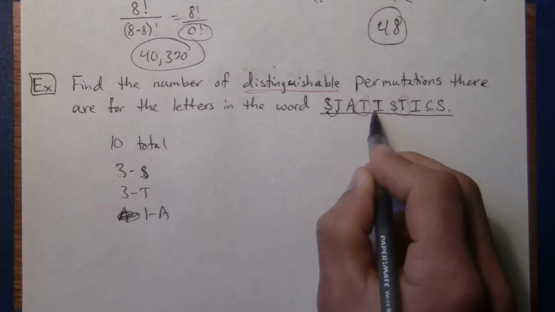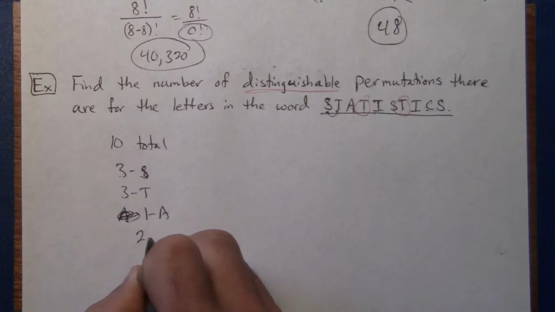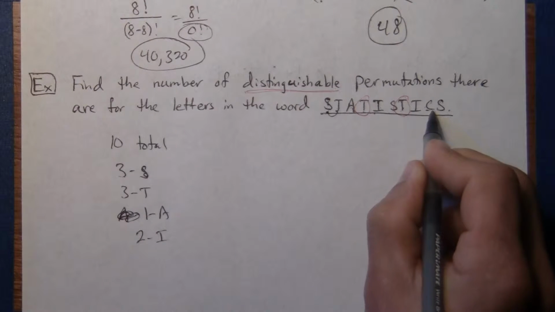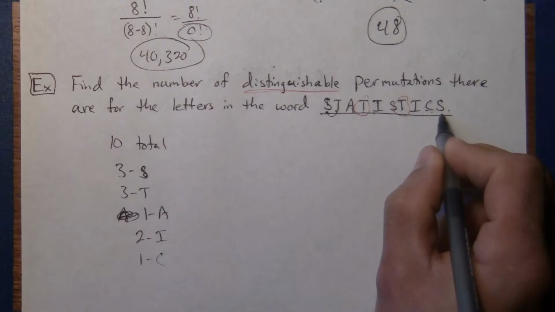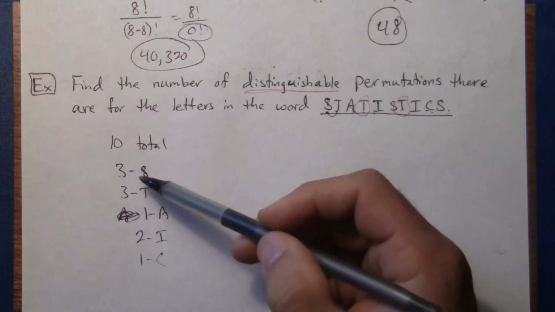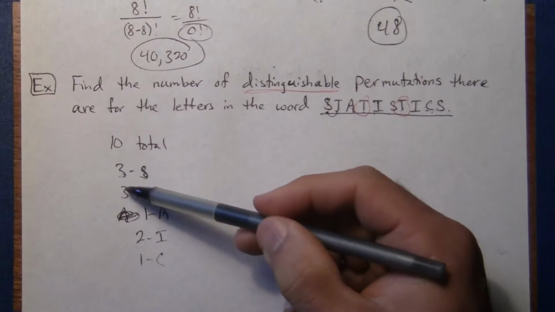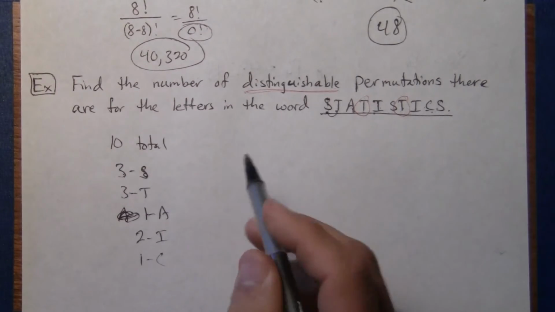I've already done the T's. How many I's do I have? It looks like I have 2 I's. How many C's do I have? I have one of those. And we've already done the S's, and then I would just add these up to make sure that you get to 10. 6, 7, 8, 9, 10. Yep, so I've got all of them.